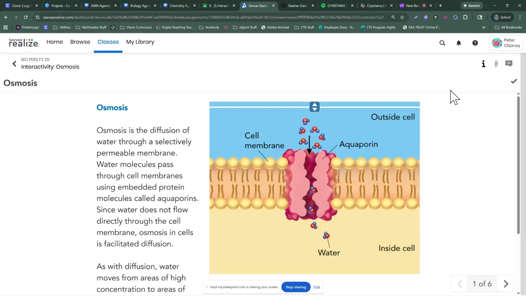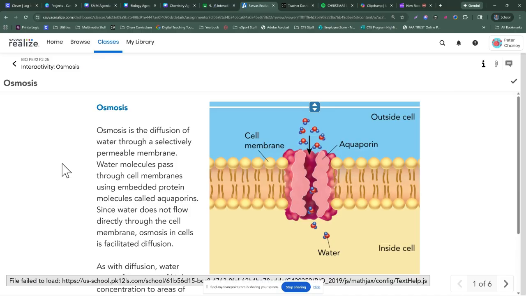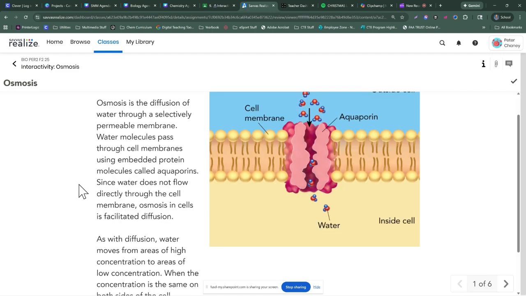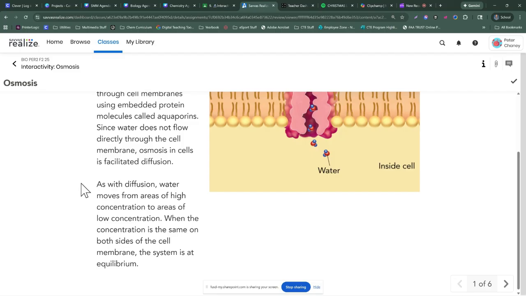Okay, so here we go. We have 6 slides to go through on this interactivity. Osmosis is the diffusion of water through a selectively permeable membrane. Permeable means that things can get through it. Water molecules pass through cell membranes using embedded protein molecules called aquaporins. Since water does not flow directly through the cell membrane, osmosis in cells is facilitated diffusion. As with diffusion, water moves from areas of high concentration to areas of low concentration. When the concentration is the same on both sides of the cell membrane, the system is at equilibrium.